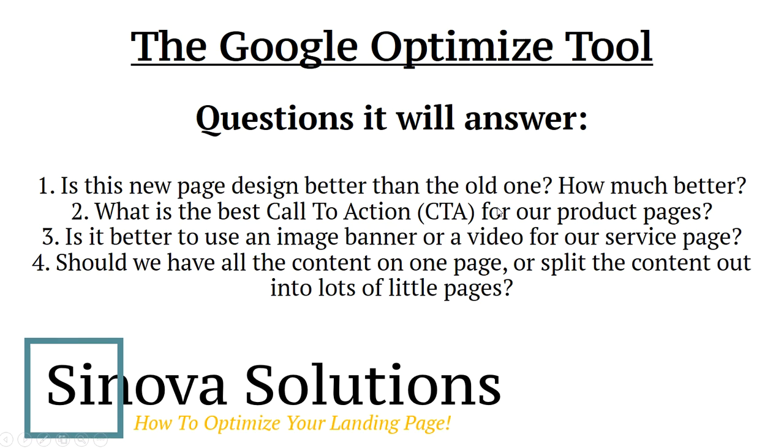So here are some of the questions it'll answer for you. Is this new page design better than the old one? If so, how much better? Is it significant? What is the best call to action for our product pages? Is it better to use buy now or learn more? Is it better to use an image banner or a video for your service page? Should we have all the content on one page, or should we split content out into a bunch of little pages? So these are a lot of things you're going to want to test. The Google Optimize tool will help you determine what's going to work better.